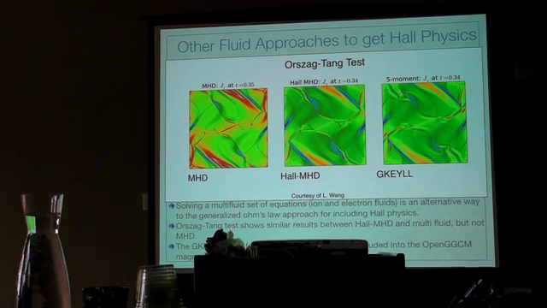And you see in the MHD solution, you get one thing, and if you do Hall MHD or if you do multi-fluid solution, you'll get the same solution in these two cases because they're both including this Hall physics, but not in the MHD case. So this was courtesy of Meng Wang at UNH.